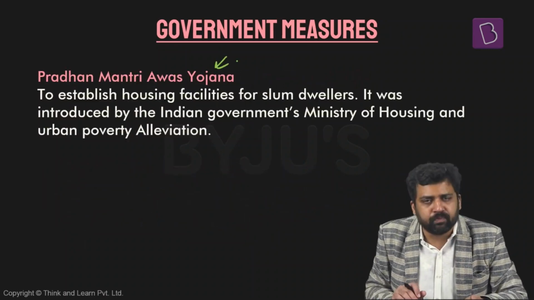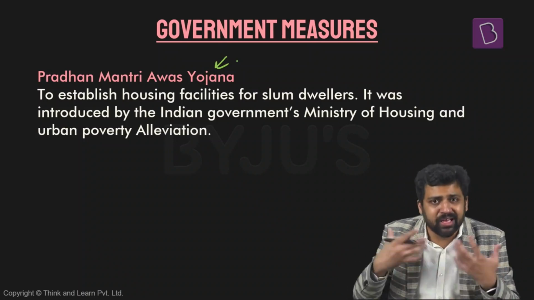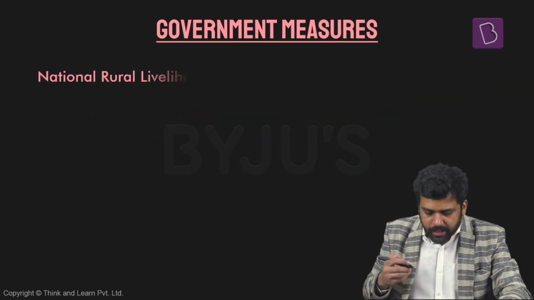Then there are schemes like Pradhan Mantri Awas Yojana. The focus here is on providing housing facilities. People in urban areas and rural areas don't have adequate housing facilities. How do you ensure that they have access to housing? In urban areas, the focus is on those living in slums, and how they can have better housing facilities. Then the National Rural Livelihood Mission.